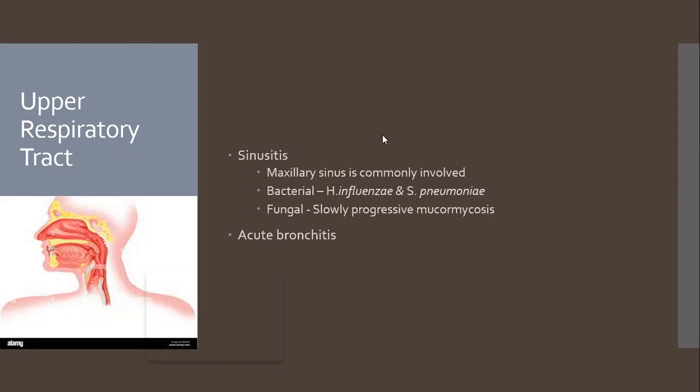So coming to system wise, in the upper respiratory tract, we mainly have 2 infections. Sinusitis can occur, bronchitis can occur. In sinusitis, the maxillary sinus is commonly involved. Remember the infections, say Haemophilus influenzae and Streptococcus pneumoniae. And similarly, regarding fungus, mucormycosis can occur.